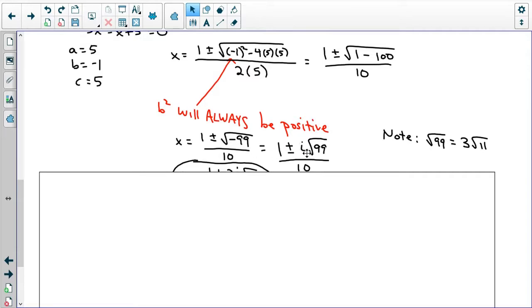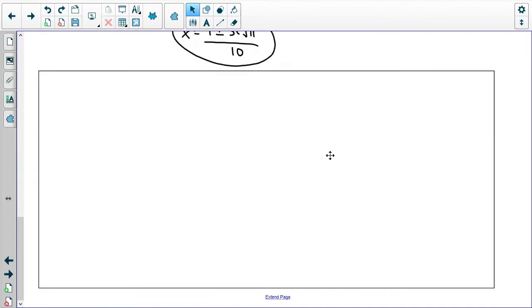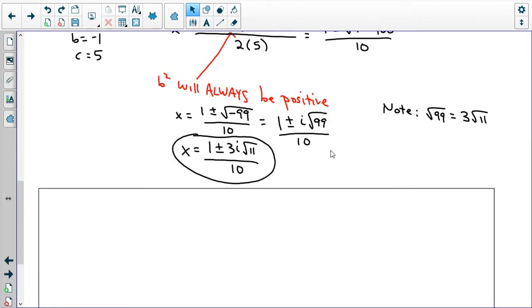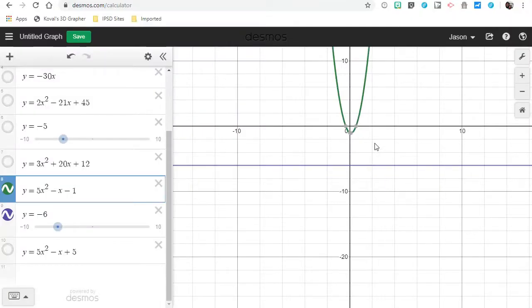I can take the i out of the radical, and then note that root 99 is the same thing as 3 root 11. So x equals 1 plus or minus 3i root 11 over 10 is going to be my imaginary solutions here. Just a reminder that these two graphs don't intersect, so we are going to get imaginary solutions.